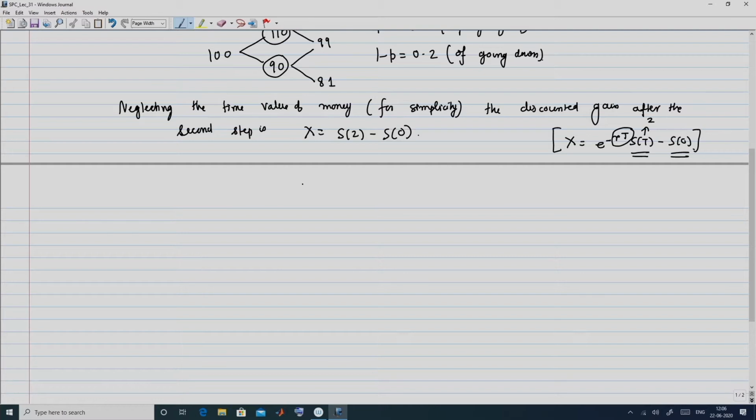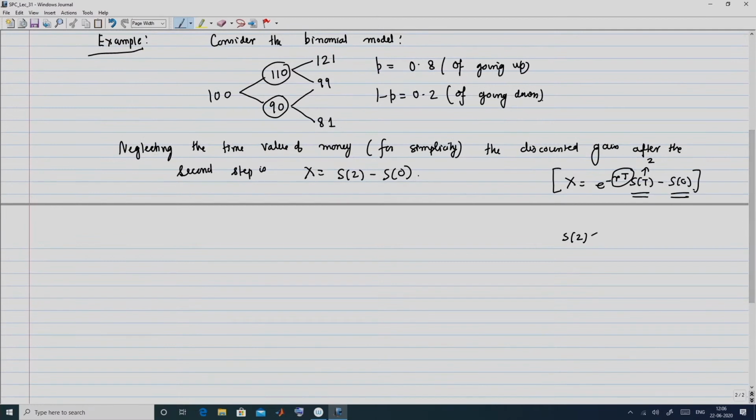Now you observe carefully that this value of S of 2 has 3 candidates. This is either 121 or 99 or 81, and S0 of course is deterministic, and that is equal to 100. Therefore, x can take 3 values. What are those 3 values? It is going to be 121 minus 100, that is 21, 99 minus 100, that is minus 1, and 81 minus 100, that is minus 19.